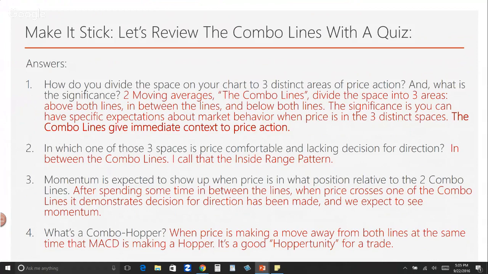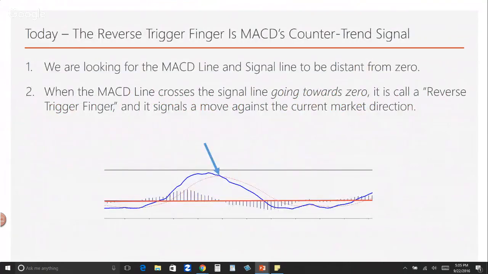And then the last question, what's a combo hopper? It's simply when price is making a move away from both lines at the same time the MACD is making a hopper. It's a good opportunity for a new trade. So that's a setup that I shared with you last time. Today, we're going to talk about the reverse trigger finger. It's the MACD's countertrend signal.